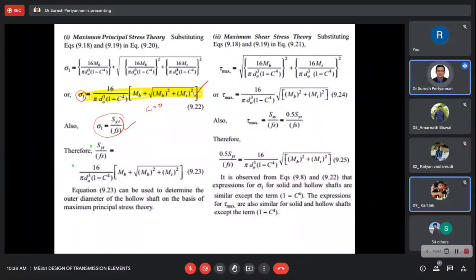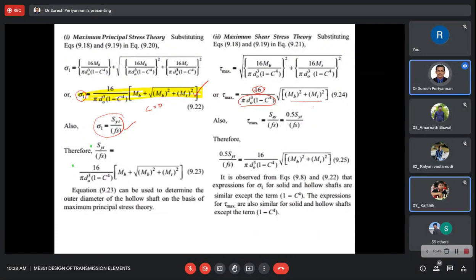Now come to this torsional. Finally, we are going to get this. Now come to the maximum stress theory. Now see here also we are getting 16 divided by pi d naught cube into 1 minus c power 4 into whole square root of mb squared plus mt squared.